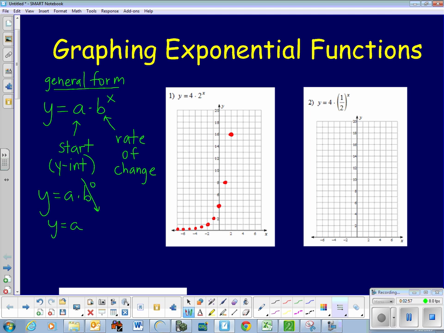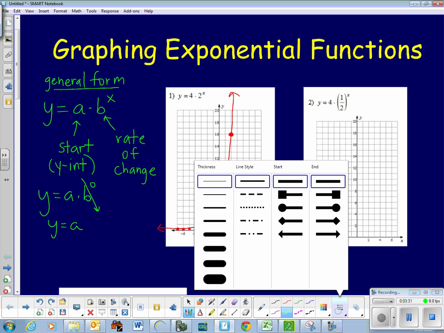Okay, think about why that works. If I have 4 times 2 to the negative third, that's the same as 4 over 2 to the third, which is 4 over 8, or 1/2. Okay, so that's why that goes that way in terms of the negative exponents. All right, so my two important parts to drawing this graph are where does it start and what does it multiply by going to the right and divide by going to the left.